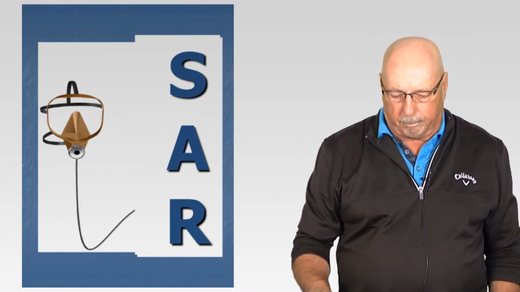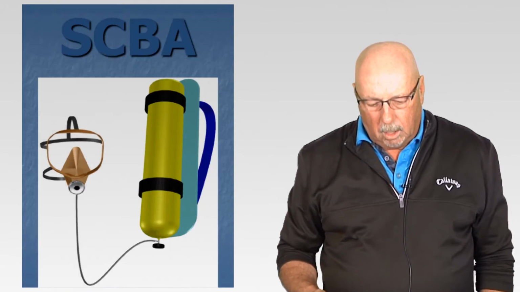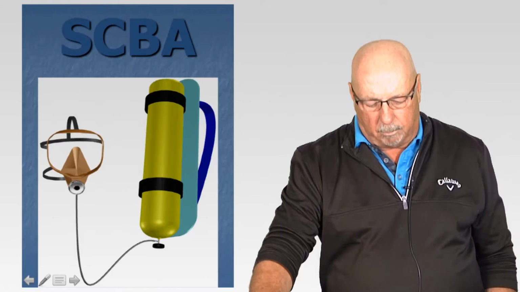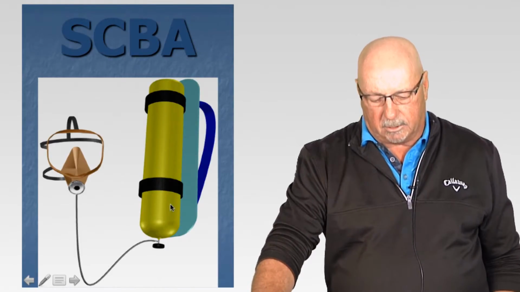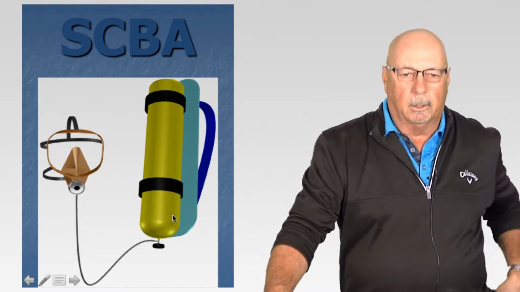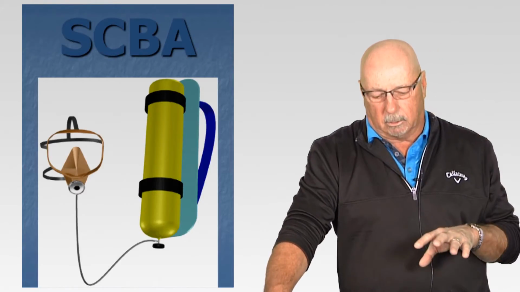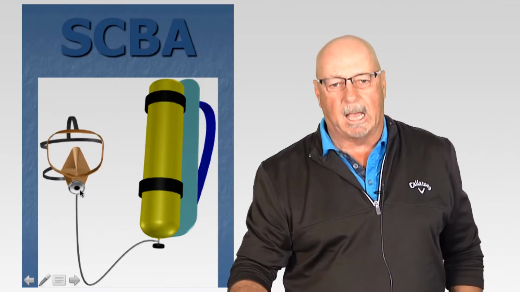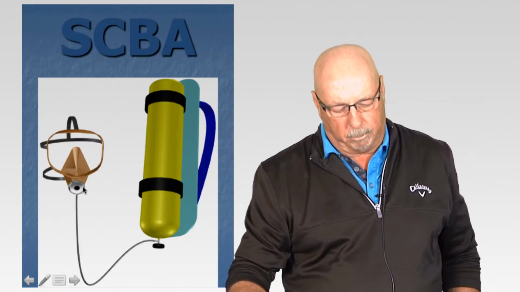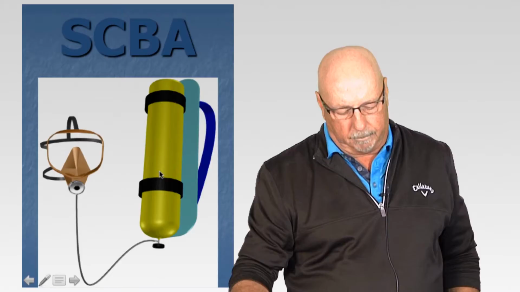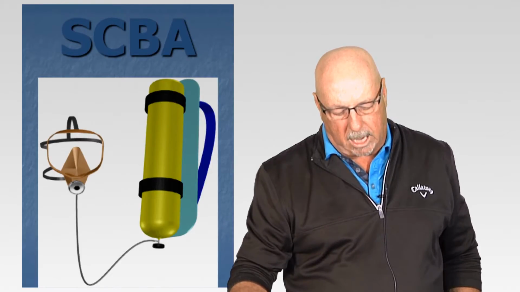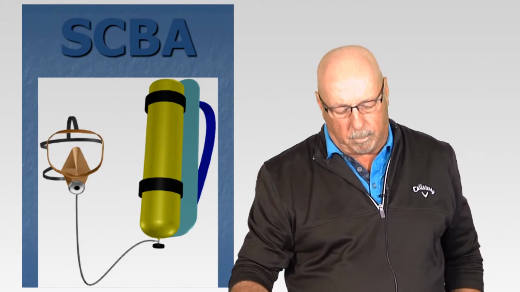So if we take a look at the supplied air respirator, basically what you're going to have is some source of breathable air. In this case, it's in this tank and cylinder. That cylinder will be connected to a regulator, and that regulator eventually connected to the mask facepiece, where the good, clean, breathable air is pumped from this canister or cartridge into the mask.